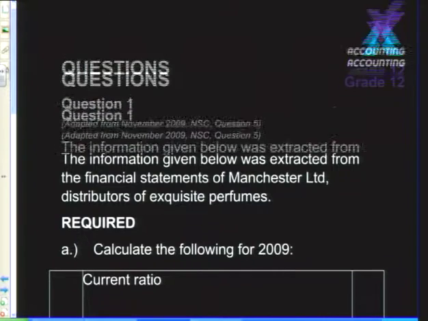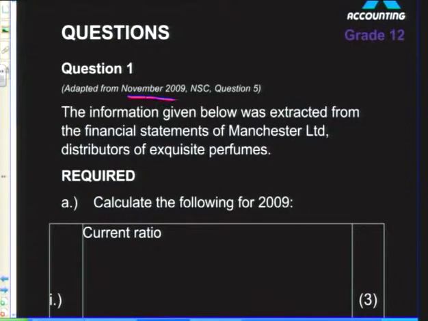Right now, let's do some more revision. Guys, the question that I'm going to do today was taken from the November 2009 end of the year exam, and it was question 5. So even if I don't finish, you know that's the question that I was looking at. The information given below was extracted from the financial statements of Manchester Limited, distributors of exquisite perfumes.